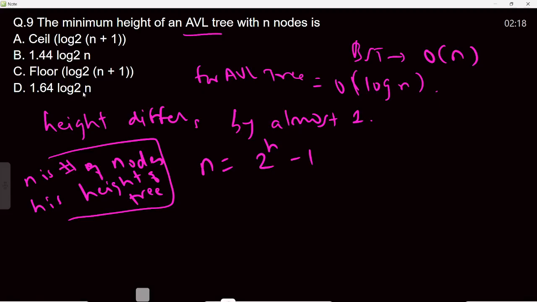Now one mistake is there. Make this 2 is to the base. Okay, this 2 is also to the base, now using logarithm, what we will be doing, 2 raised to power h is equals to n plus 1. Okay. Taking log from both the sides.